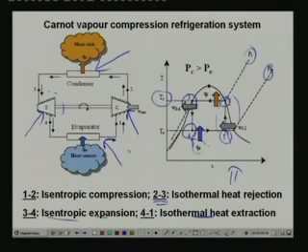You can see that in this process heat transfer takes place during process 4 to 1 and during process 2 to 3, whereas work transfer takes place during process 1 to 2 and during process 3 to 4.